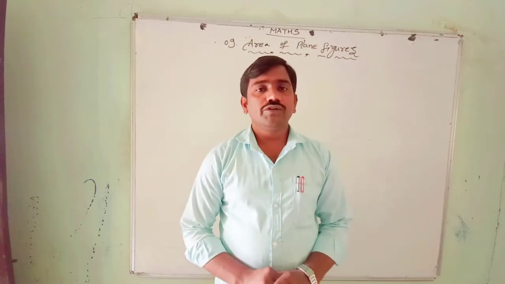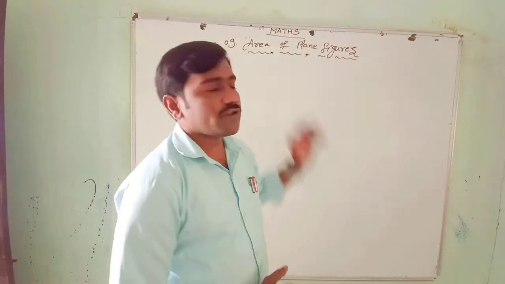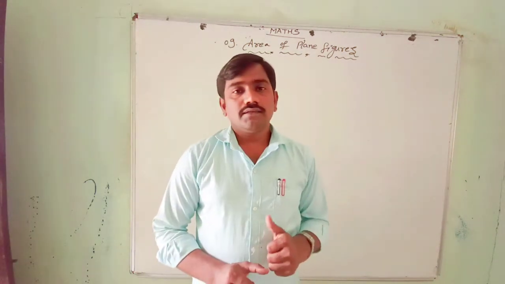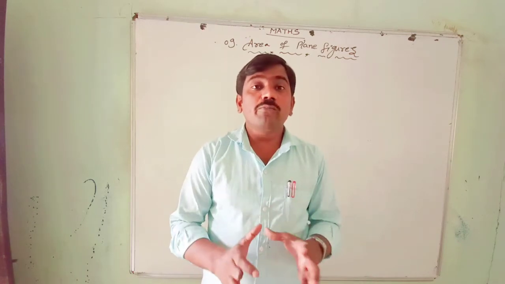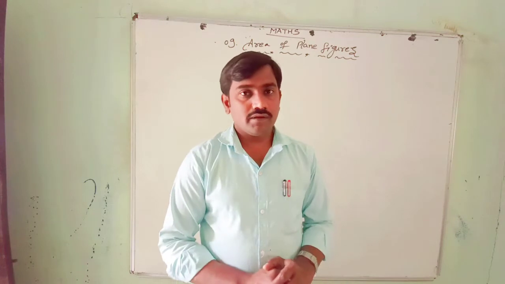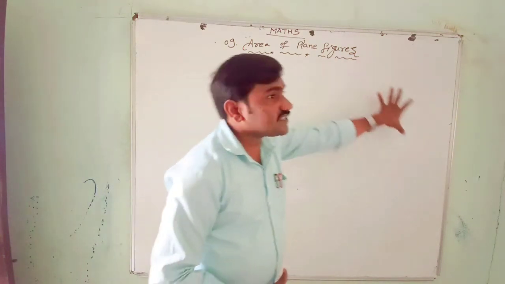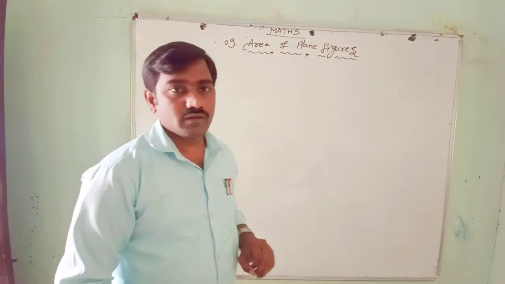Hi children, today you are going to learn 8th class chapter number 9, area of plane figures. So what is the meaning of area first? The place occupied by an object is called area. Suppose, what is the area of this board? The place which is occupied by this board is known as the area of this board.